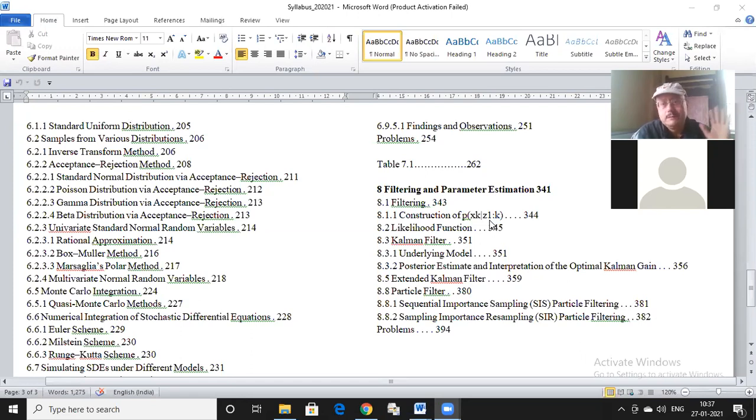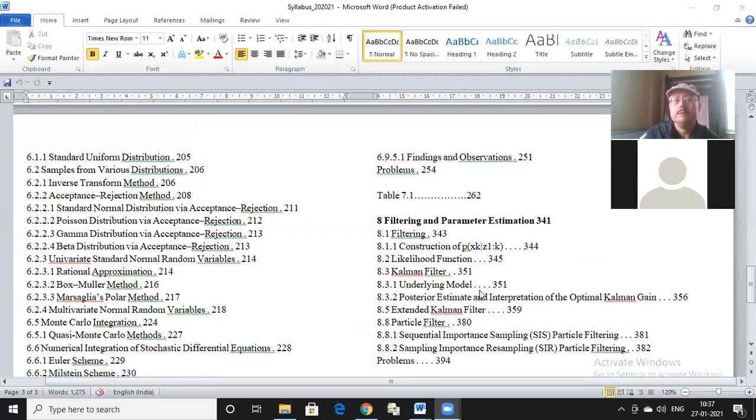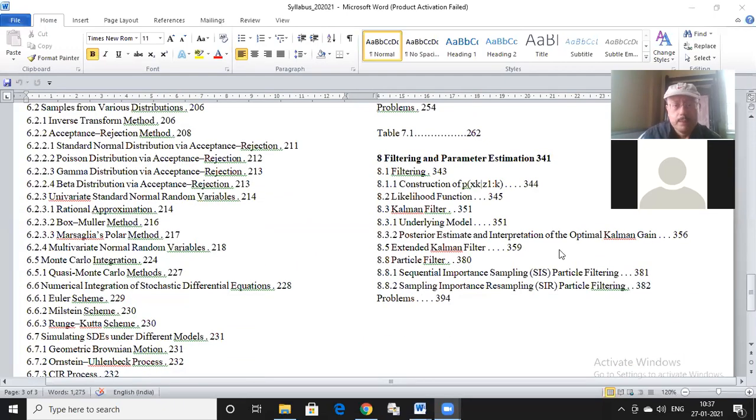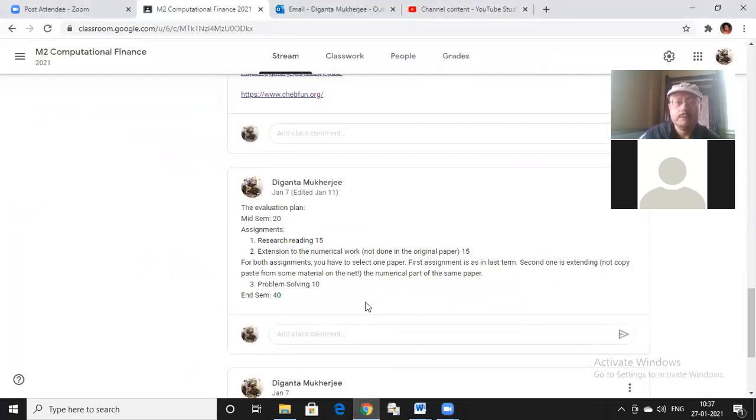So regarding examination and evaluation, we will probably decide on a subset later on, so that we can discuss later. But in terms of coverage, I do understand that there is a little bit of extra material here, but we will see. We will see as we go along. Okay. And you already have the evaluation plan also, I think, that I have posted on the classroom.